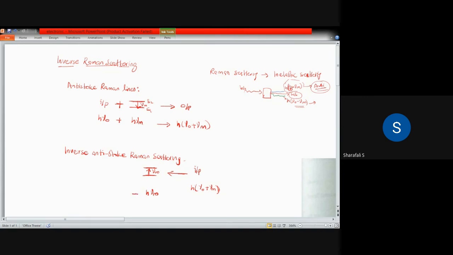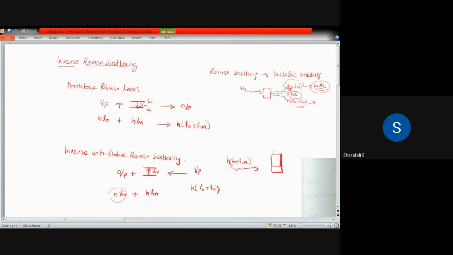And along with this h nu m, we have the h nu 0, and this h nu 0 will be the output. So now your output is h nu 0. It is just the opposite action of the conventional Raman scattering process. Here you are giving h nu 0 plus nu m energy radiation to the sample, and the sample absorbs this radiation.